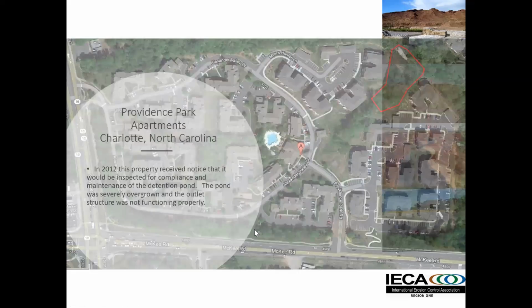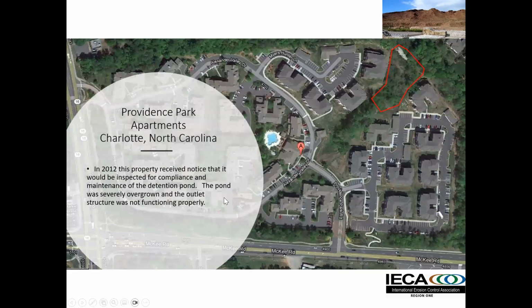So the second case study we're going to look at is a site in Charlotte, North Carolina. This was a similar site where in 2012, this property received a notice that it was going to be inspected for compliance, which was nice of the city to send out, hey, we're going to come check your pond out. And the owners, to be honest, said, what pond? I don't think they knew they had a pond at the time. And they called us and said, hey, we got this notice and we don't know what they're talking about. Can you help us out?